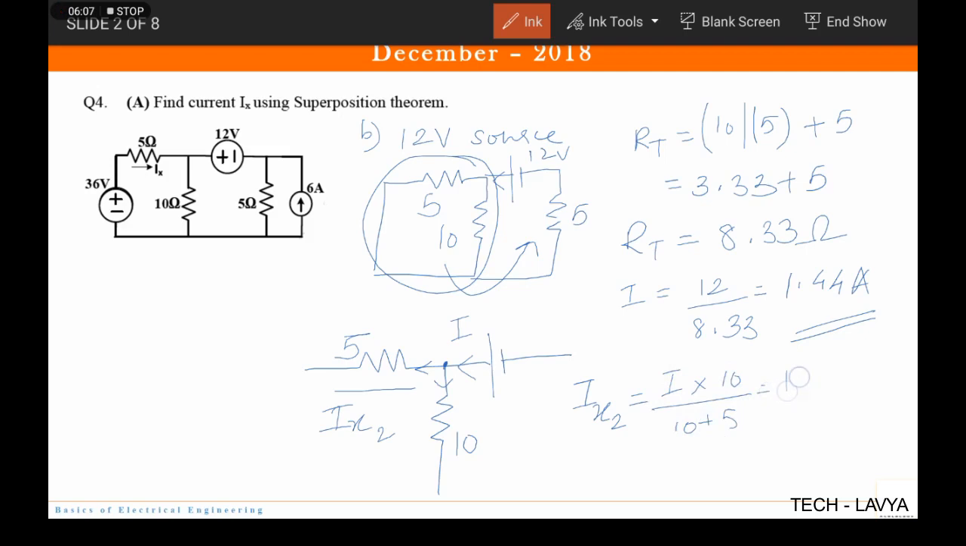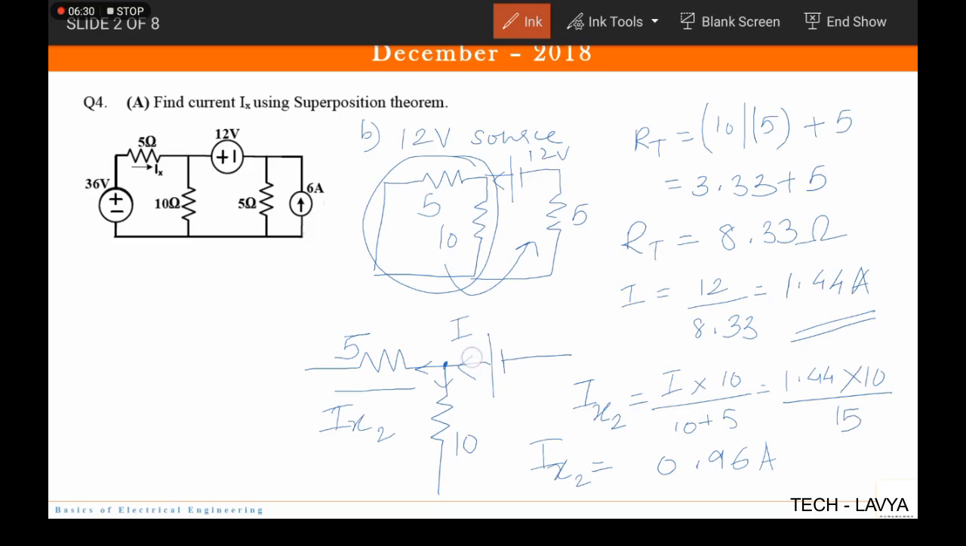So it is the total current multiplied by the opposite branch upon the total branch. So what is the total current? 1.44 multiplied by 10 divided by 15. Now IX2 will be 0.96 amperes.